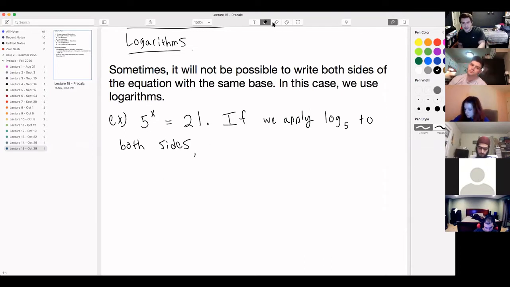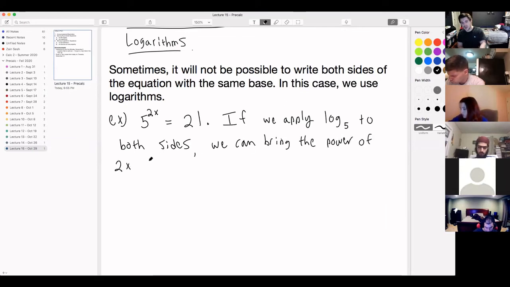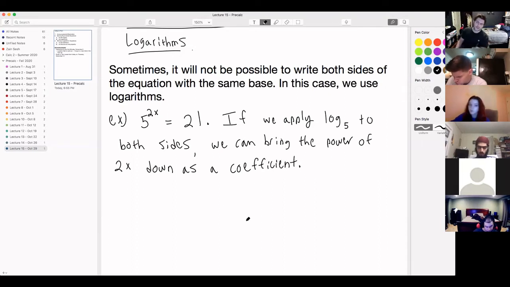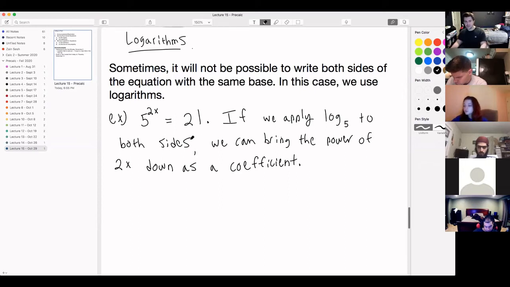Oh, and actually I wrote this incorrectly. It should be 5 to the 2x, excuse me. 5 to the 2x, I apologize. 5 to the 2x equals 21, yeah. Okay, so if we apply log base 5 to both sides, we can bring the power of 2x down as a coefficient. Okay, so do you guys remember that property? It was called the power rule. So let's just see what that looks like.